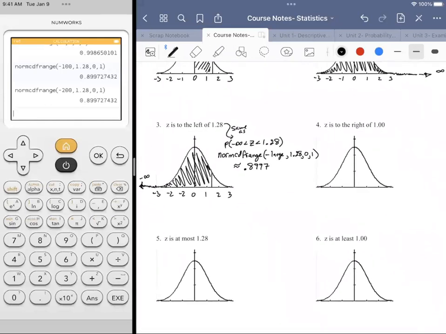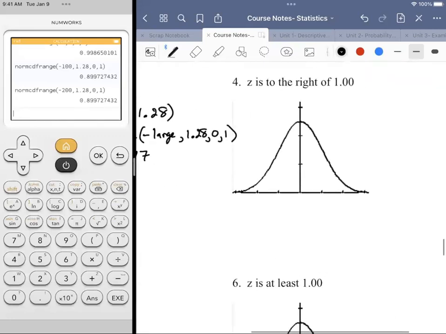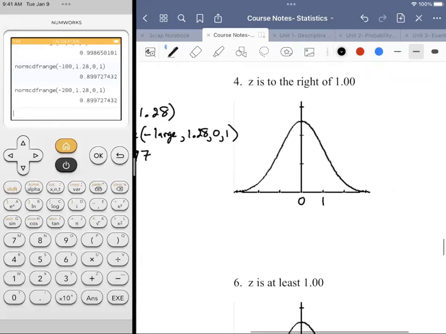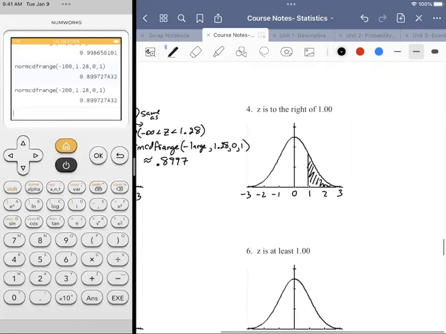So when you see to the right of, greater than, more than, at least, we're treating those all the same way. Okay, so when I say to the right of 1.00, so here's 0, 1, 2, 3, -1, -2, -3. To the right of 1, here's 1. Talking about all this area here. Again, that's that whole infinity thing, right? Because more than or to the right of 1 could technically go on forever. So that'll get us out to infinity.